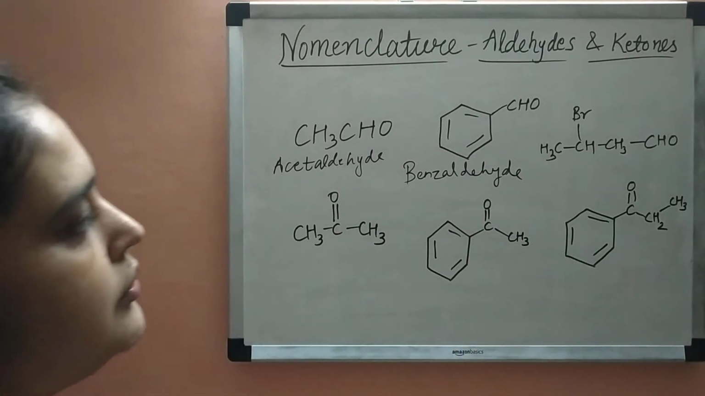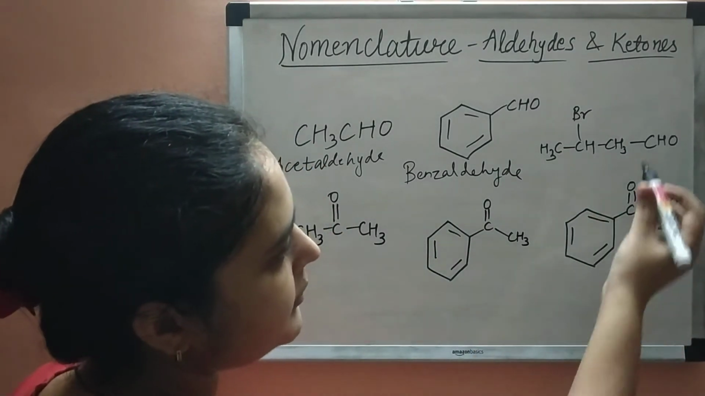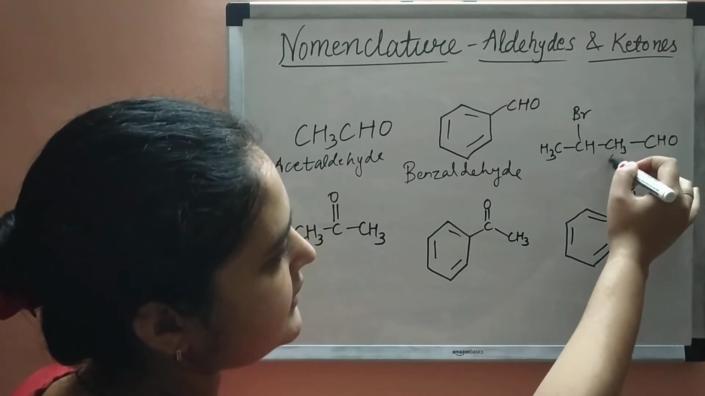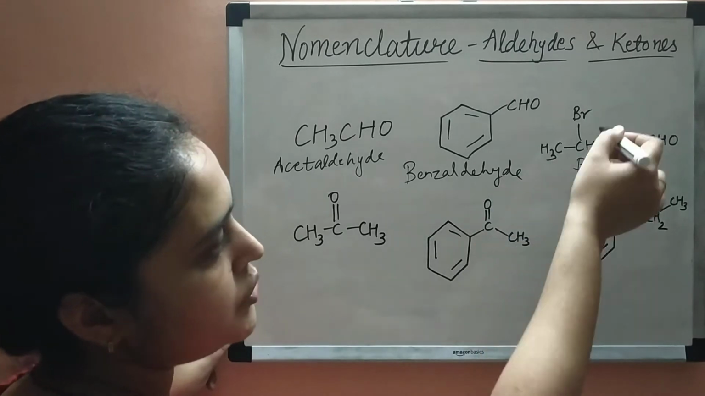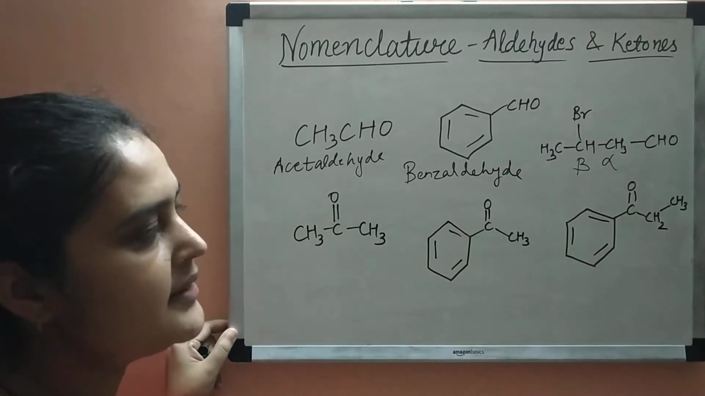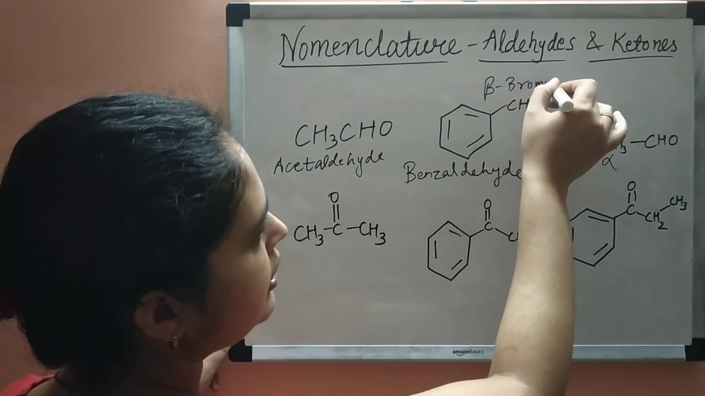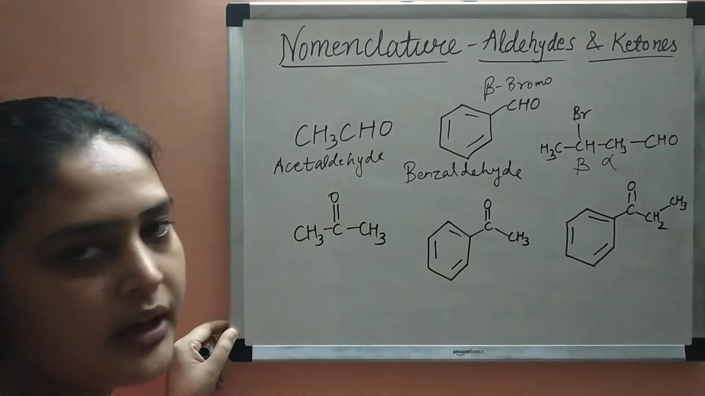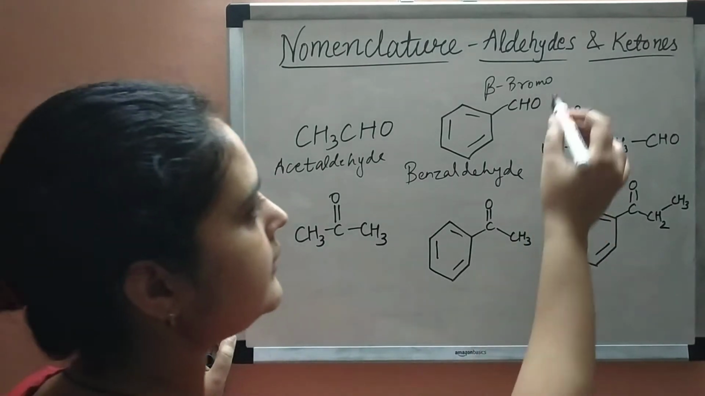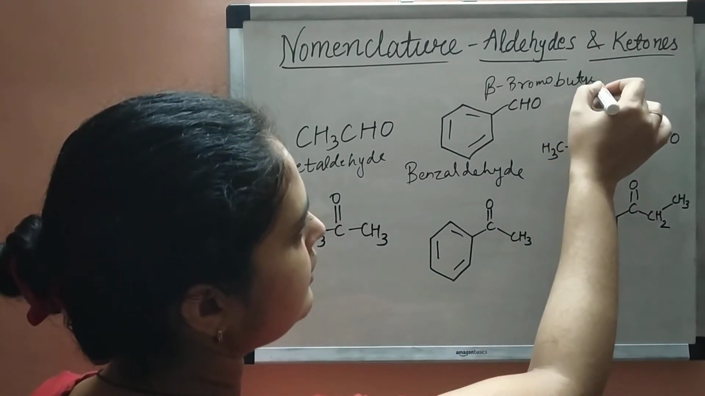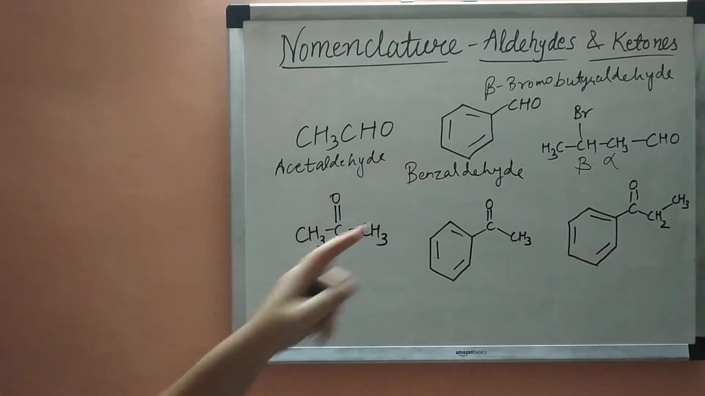Third one, we have to name the carbon to which the bromo group is attached. So how will we name it? This is the aldehyde group, so the next to it is alpha carbon, then beta carbon, and this is gamma carbon. On the beta carbon, the bromo group is attached, so it will be named beta bromo, and there are how many carbon atoms? 1, 2, 3, 4. So it will be butyraldehyde. So this is the common name of this compound.